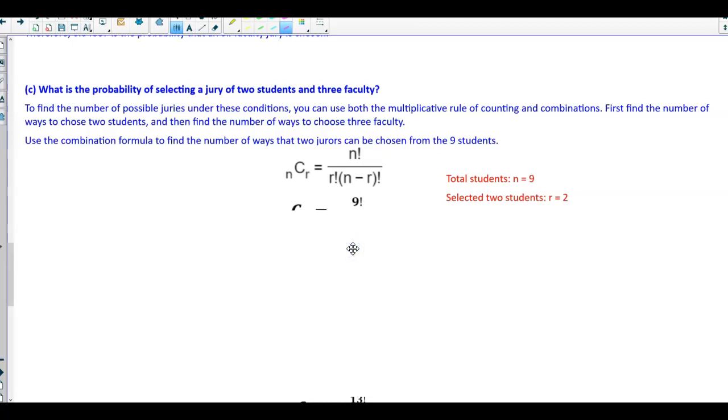So in this case here, we know that n is going to be the total of students. So we know that n is going to equal 9. And we know that we're selecting from 2 because that's the question. We want to find 2 students. Okay? So therefore, r is going to equal 2.